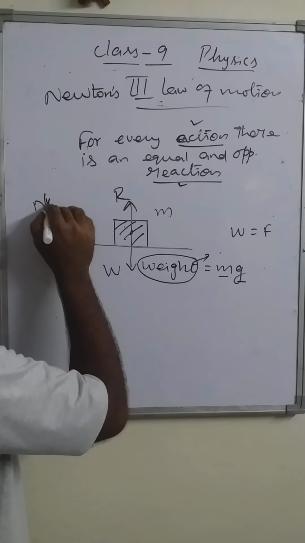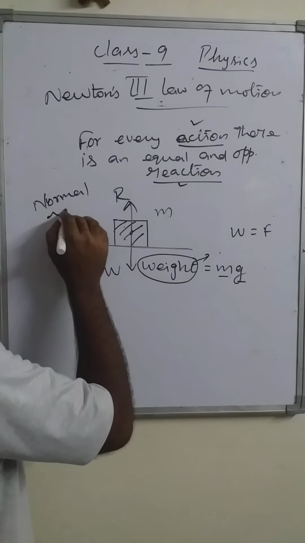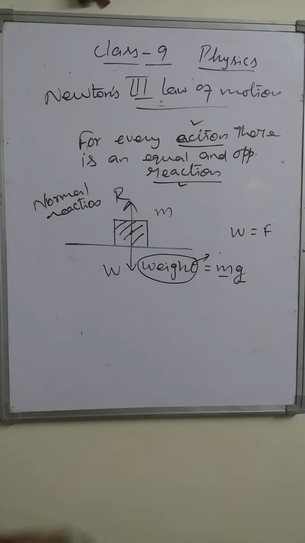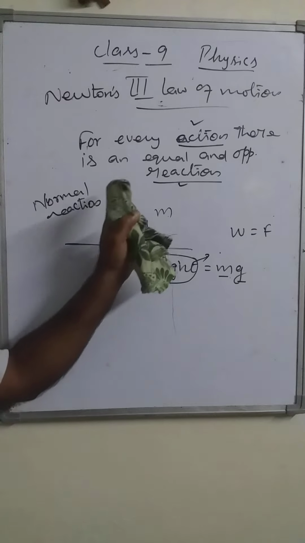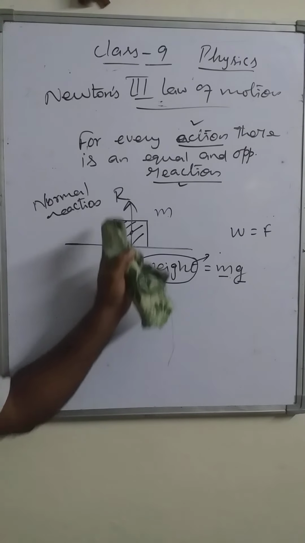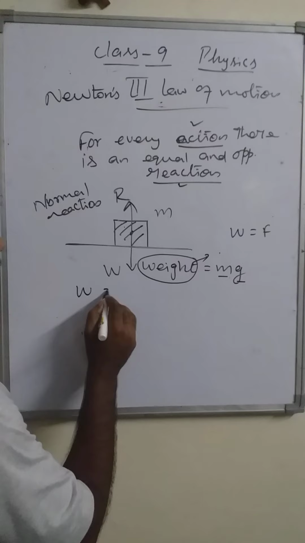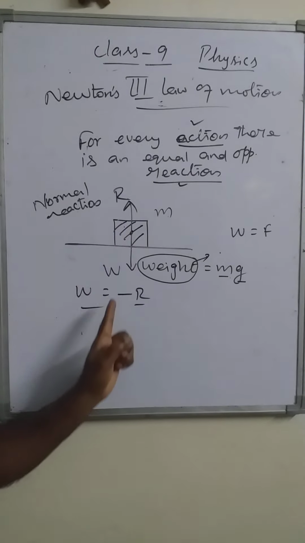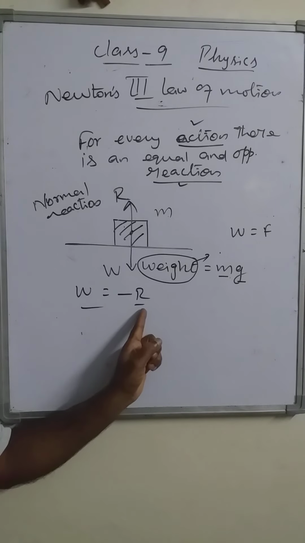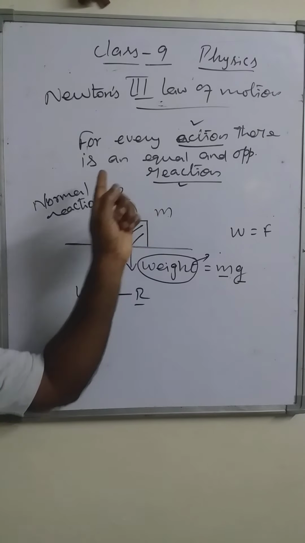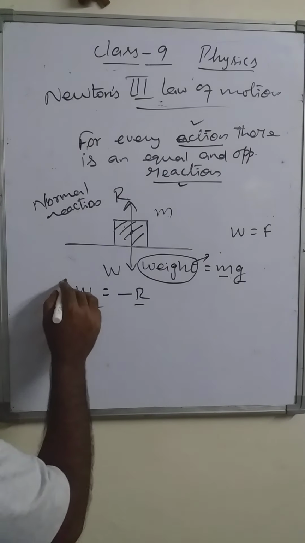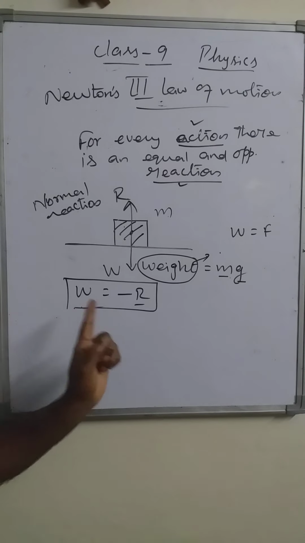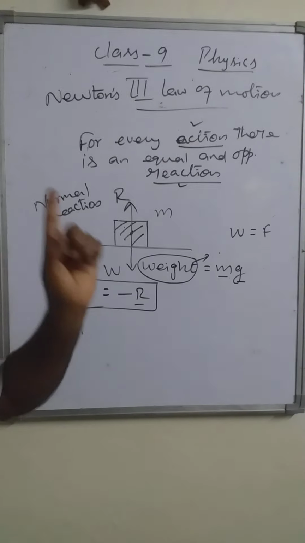is known as normal reaction. Or simply we can say it is reaction force. Because the weight and normal reaction are equal and opposite. Weight is acting vertically downward, and normal reaction is acting vertically upward. So both the forces are equal and opposite. They are balancing each other.